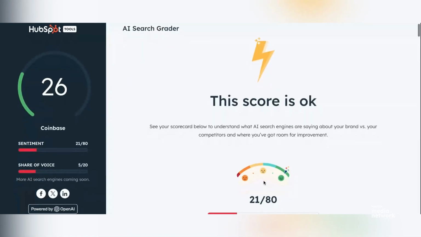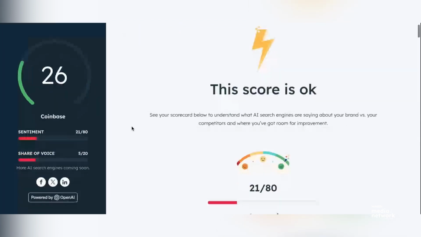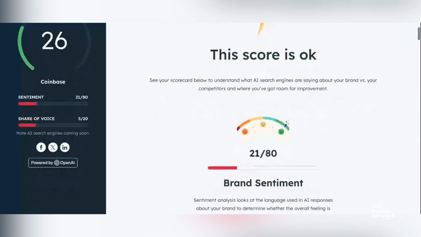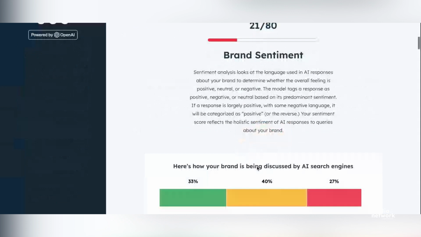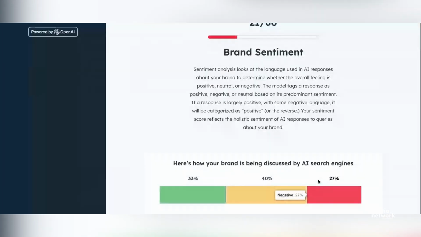But let me pull up the Coinbase. So Coinbase, massive public technology fintech company. They got a 26 out of 100. Not great. And the reason is they have very low brand sentiment, right? And what we're basically saying is that in terms of how their brand is being discussed by AI search engines, it's mostly negative right now, which is one of the reasons that we actually did want to do crypto, because it's a controversial industry and there's a wide range of conversations and content out there.